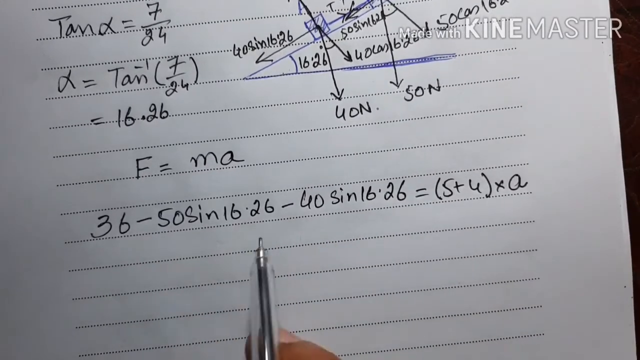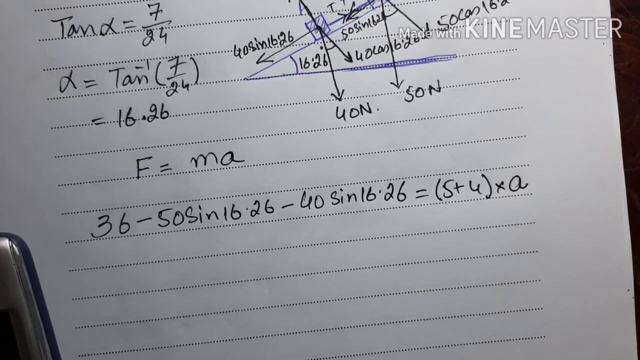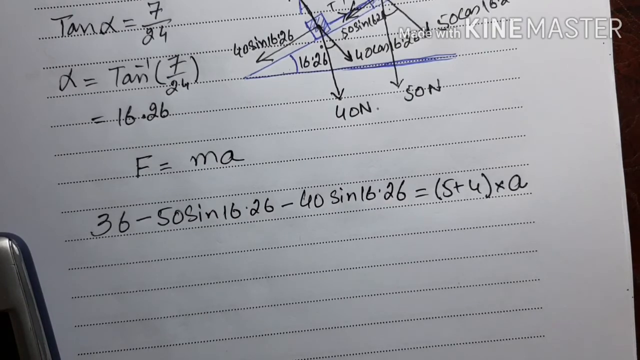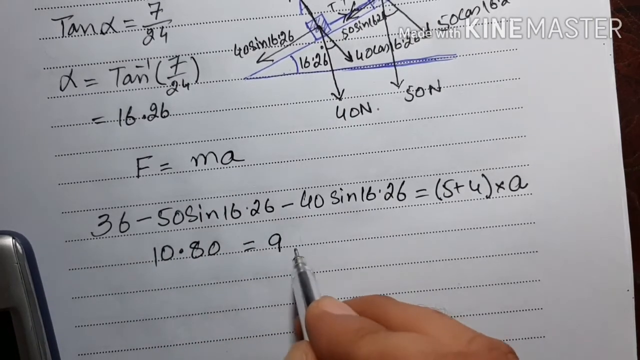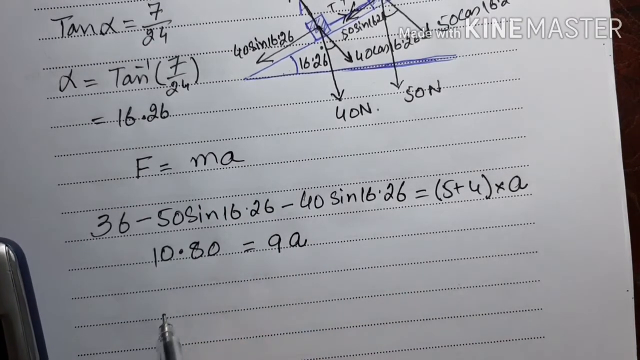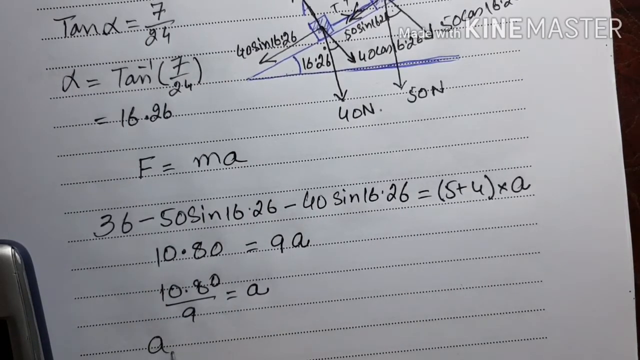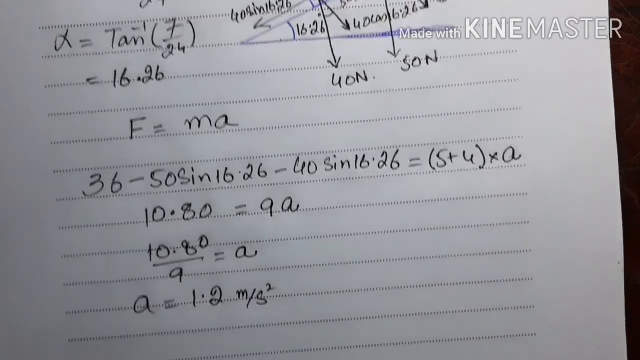Now by calculator, this will be 36 minus 50 sine 16.26 minus 40 sine 16.26 equals 10.80, is equal to 9a. So take 9 on this side. So 10.80 divided by 9 is equal to a, which is 1.2 meters per second squared. This is the value of acceleration.